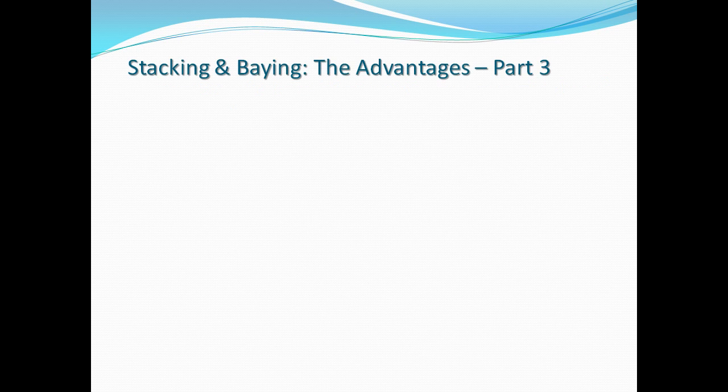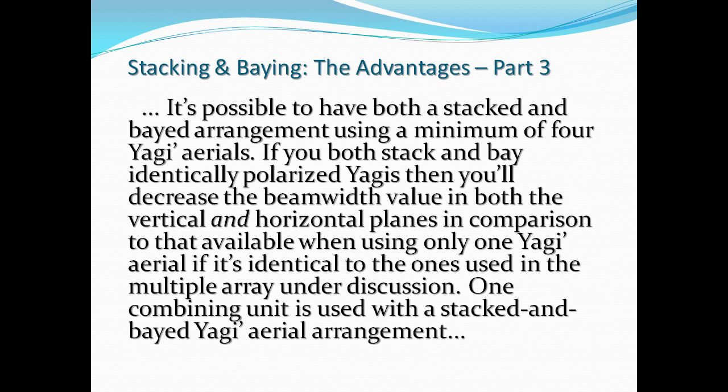Stacking and baying, the advantages, Part 3. It's possible to have both a stacked and bayed arrangement using a minimum of 4 Yagi aerials. If you both stack and bay identically polarized Yagis, then you'll decrease the beam width value in both the vertical and horizontal planes in comparison to that available when using only one Yagi aerial, if it's identical to the ones used in the multiple array under discussion. One combining unit is used with a stacked and bayed Yagi aerial arrangement.